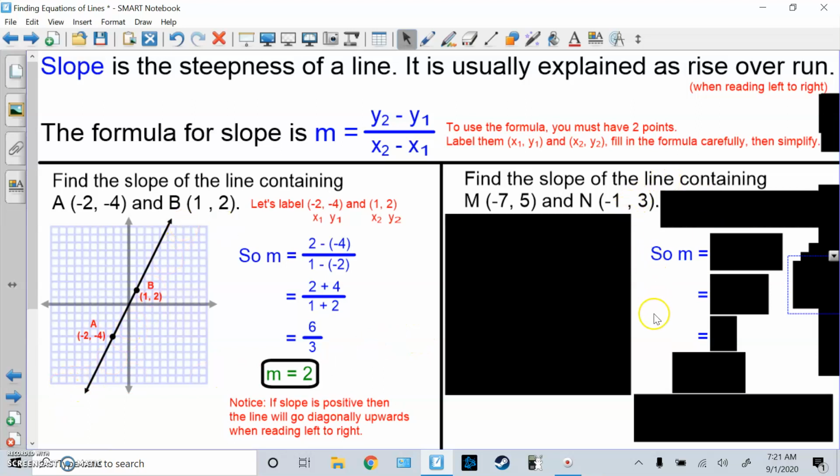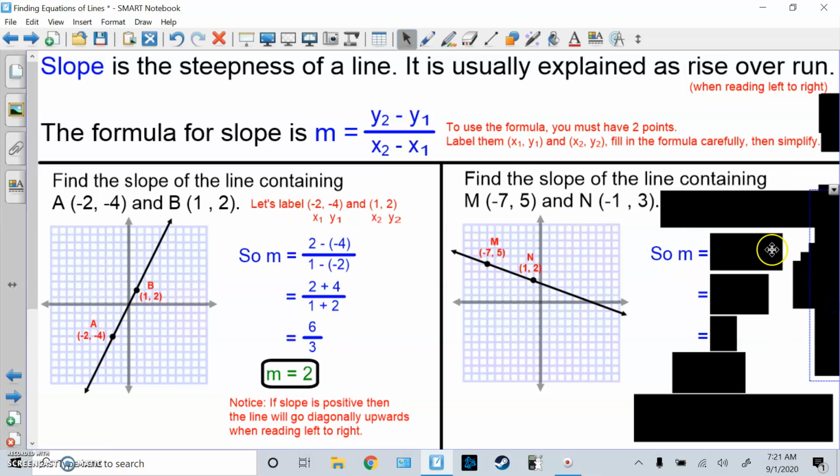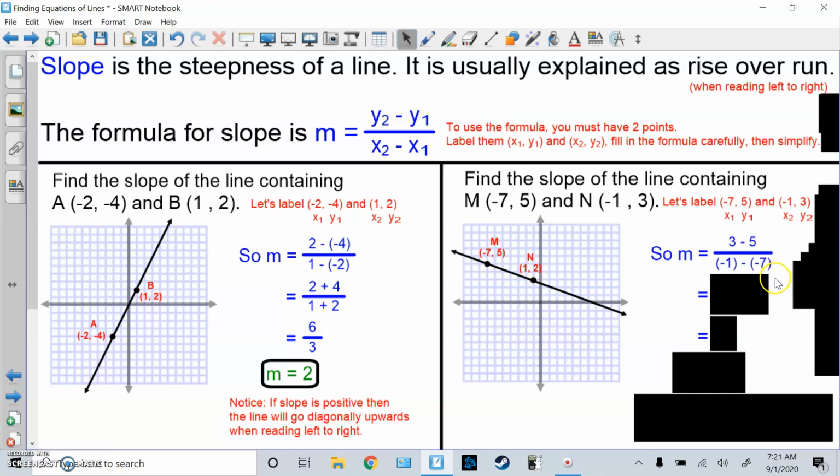Here's another problem. Find the slope of a line that has -7, 5 and -1, 3. Again, no graph necessary, but I drew it here just for visual representation. Here's how we're going to label the points. -7 and 5 is x1, y1. -1, 3 is x2, y2. We fill in the formula. Make sure you use parentheses when you use negatives. Fix any subtracting negative signs, which is adding. Then you simplify, and then always reduce. That's -1 over 3. So this slope is -1/3.